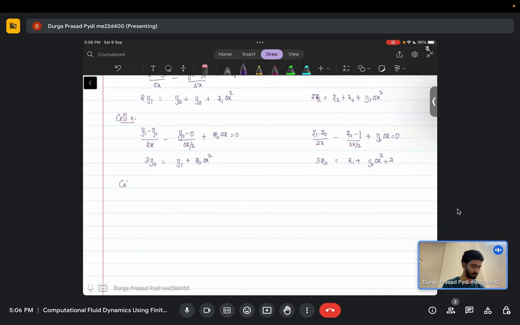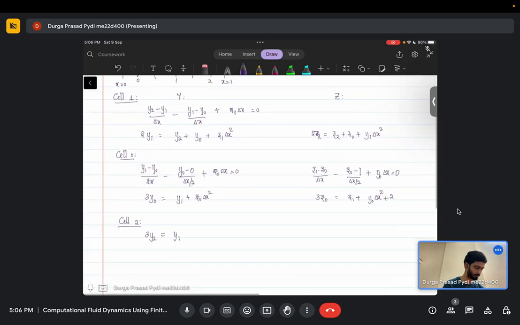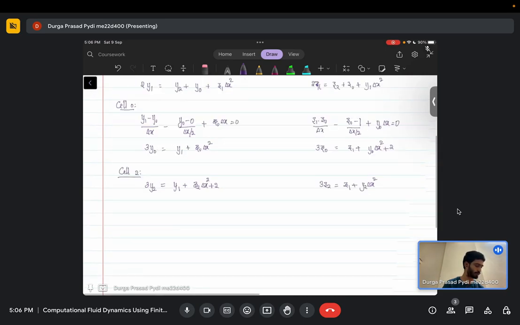Similarly, for the last cell we'll have a similar equation: 3 times y2 equals a term in y1, plus z2 times delta x square and a constant term. The z equation will be 3 times z2 equals z1 plus the center node y2 times delta x square. The boundary condition is 0, so we don't have any additional terms.